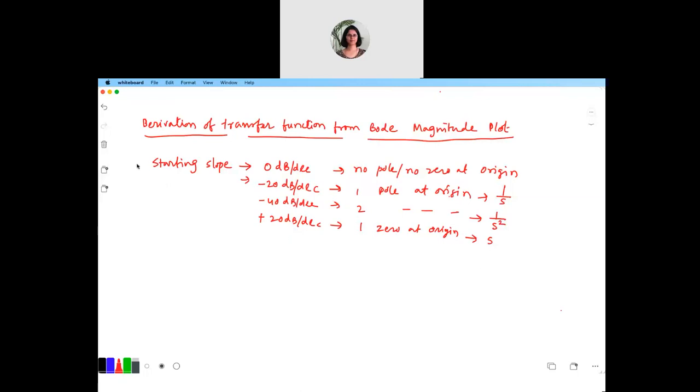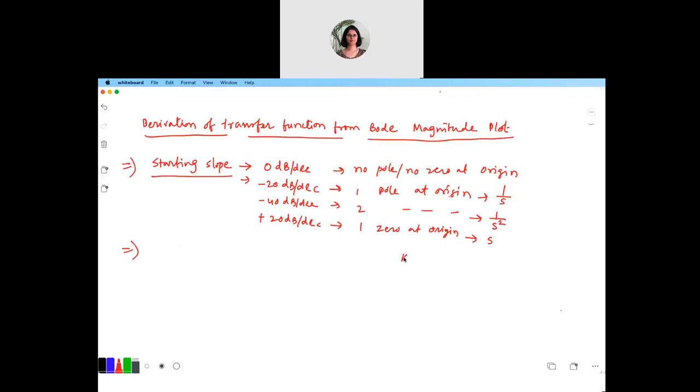So first thing that we need to check is the starting slope. If I know the starting slope, I'll be able to get how many poles or zeros are there at origin. This is the first point. The second point is I have to find out the value of k. How can the transfer function be written?